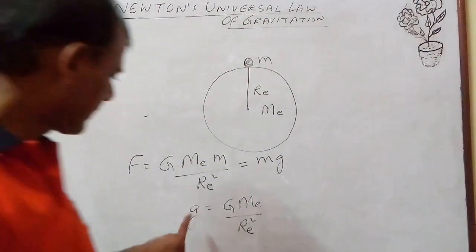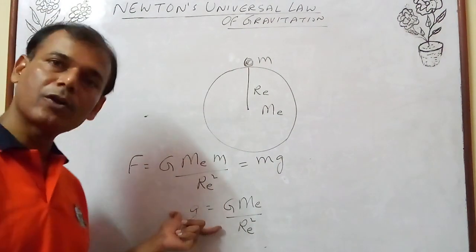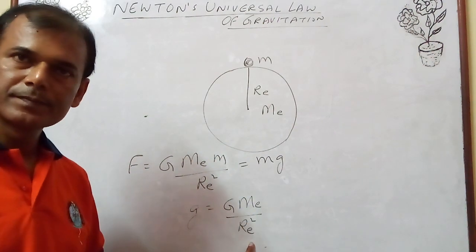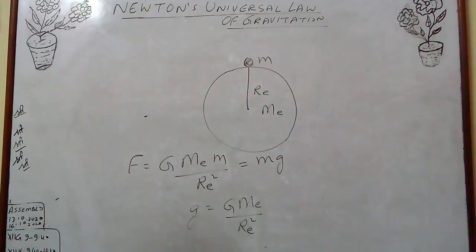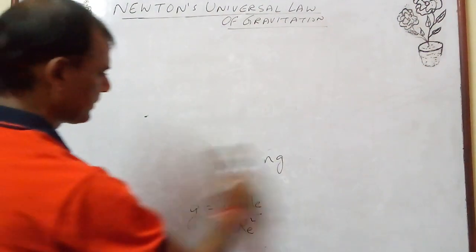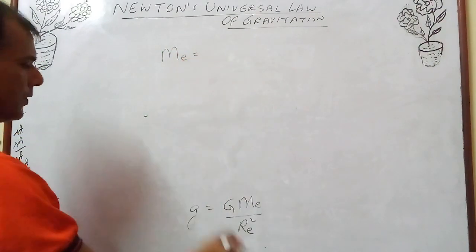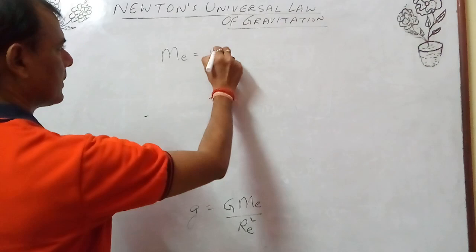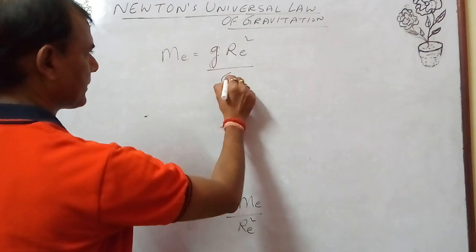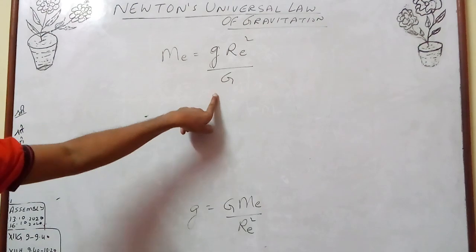An important thing to note is that this acceleration due to gravity is independent of the mass of the object. That means it acts the same on all objects. It only depends on the mass of Earth and the radius of the Earth. Sometimes they ask you to find the mass of Earth. Using this formula, we can find the mass ME is equal to g RE square upon capital G.